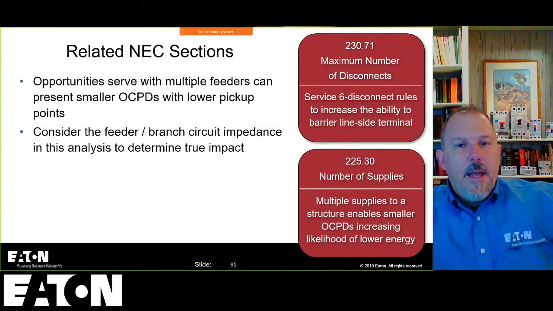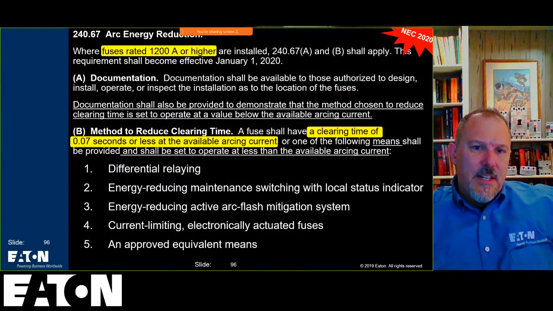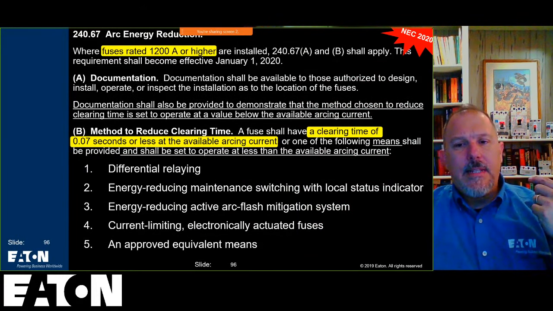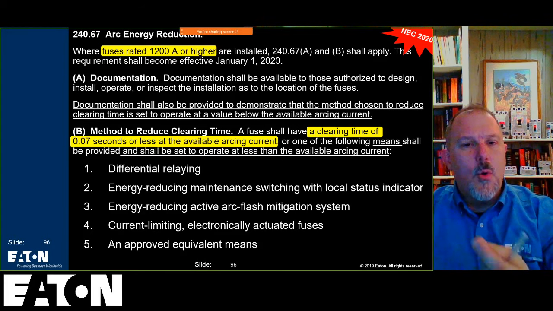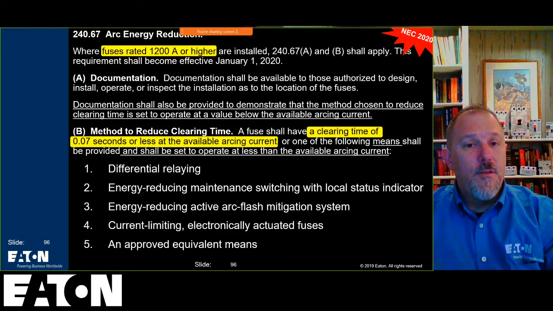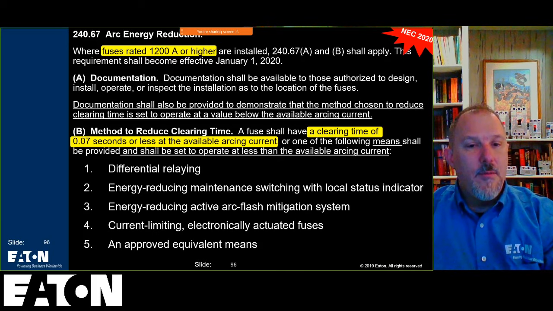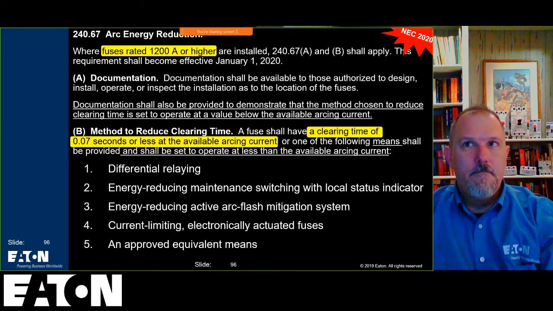So again, there are ways. If I look at the actual language in 240.67, it says fuses rated 1200 amps or higher, and then it says that I have to have a clearing time of 0.07 seconds or less. If I have a 1200 amp or greater fuse, and I don't have a clearing time of 0.07 seconds or less at the available arcing current, then I need to employ one of those options.